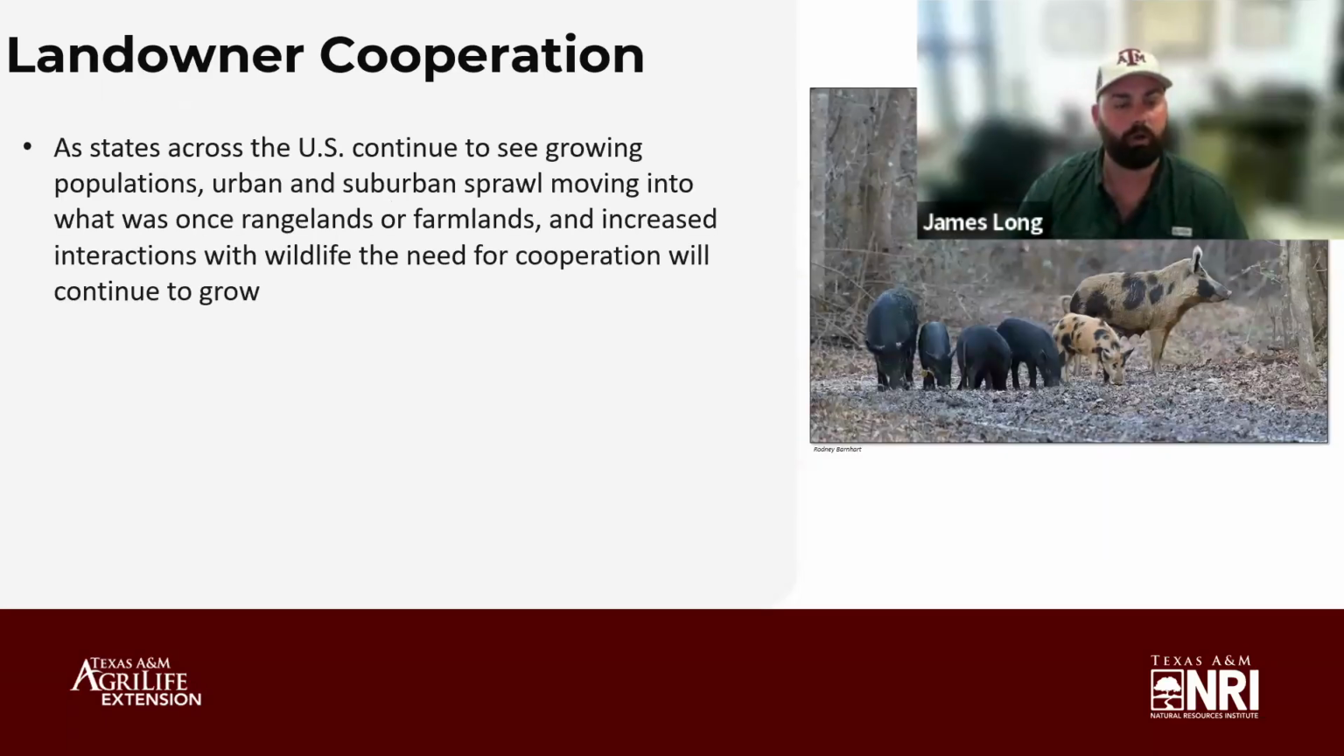And then jumping into landowner cooperation, I believe me and Dr. Blum are going to probably kind of tag team this landowner cooperation. But, you know, as states across the U.S. continue to see growing populations, urban and suburban sprawl moving into what was once rangelands or farmlands, and increased interactions with wildlife, the need for cooperation is going to continue to grow. Extension programs and county level initiatives have demonstrated that cooperative management through landowner associations, wildlife management cooperatives, and watershed partners can overcome many of the social and logistical barriers.